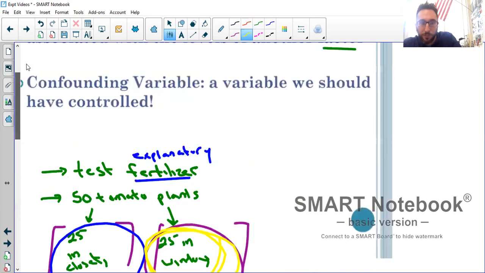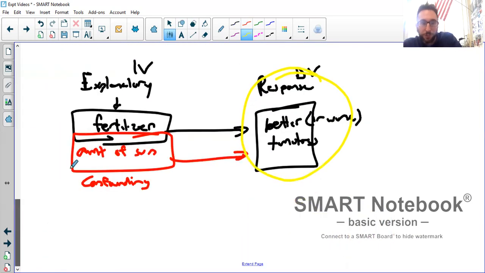Or what was the wording we used up here? The levels of one variable, the amounts of fertilizer or something, are overlapping with some other factor, the amount of sunlight. And so this is a visual representation of what a confounding is doing. These two variables are overlapping and I cannot pull them apart. I'm confused. I don't know which one is actually leading to better, juicier tomatoes.